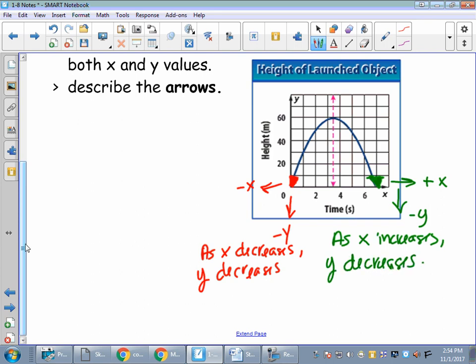And then even better yet, as we work with these things, you look at the actual data, you talk about launching an object. After so much time in seconds, there's a different height in meters. And so what happens is this x turns into time in seconds, and you replace y with height in meters. So as time decreases, my height decreases. As time increases, my y value also decreases, because the further it goes, eventually the object is going to fall again back to the original spot.